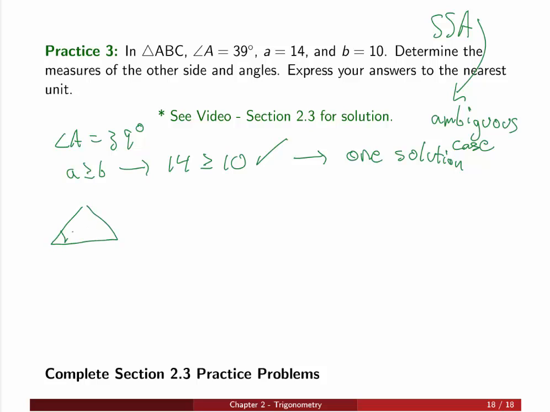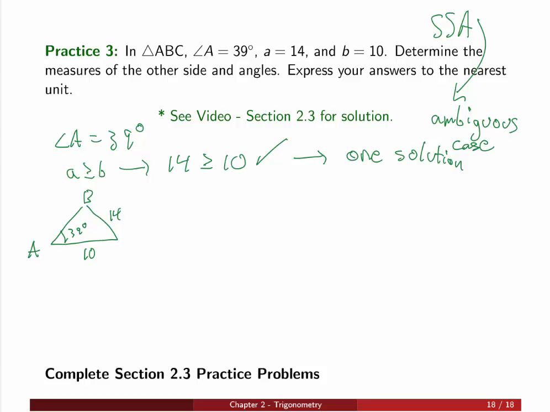This question is from your textbook. And I'm quite surprised that there's one solution. I would have expected there to be two. But when you see this, you're going to be happy. Okay, that's the triangle we're looking at.